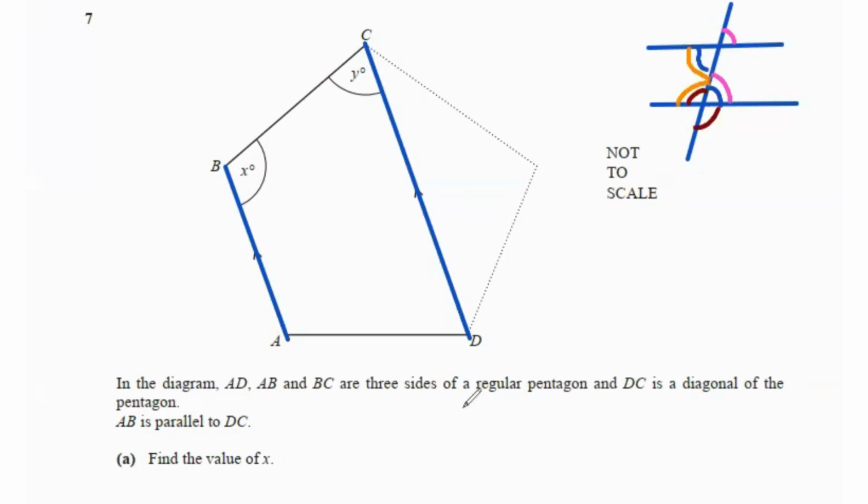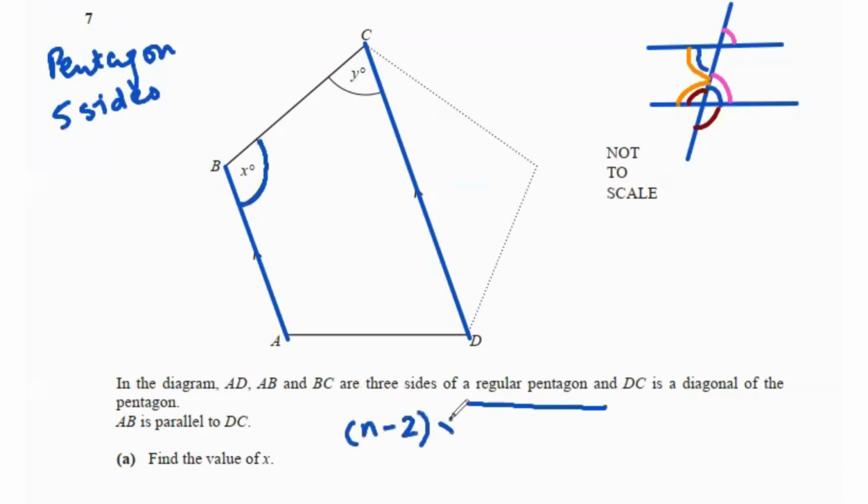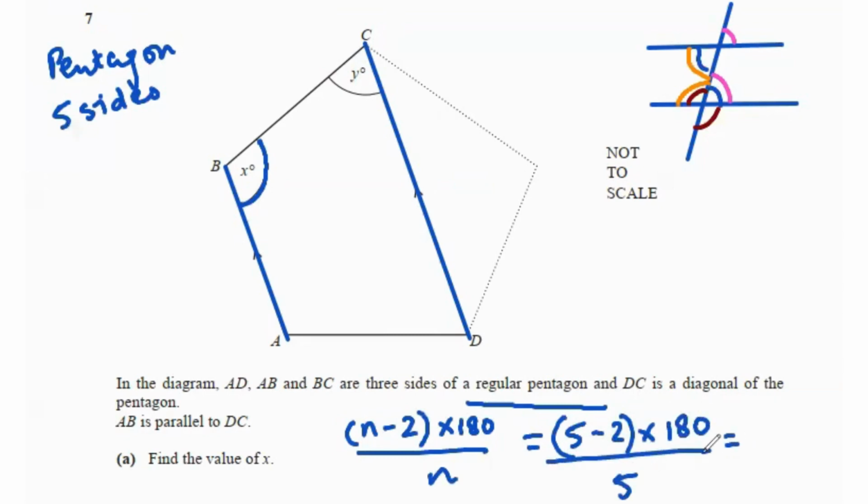In the question, they have told us that it's a regular pentagon. A pentagon has 5 sides. And since it's a regular pentagon, we can find the interior angle, which is x, using the formula (n minus 2) times 180 over n, which is going to be (5 minus 2) times 180 over 5. And that's going to equal 108 degrees, which is our value of x.